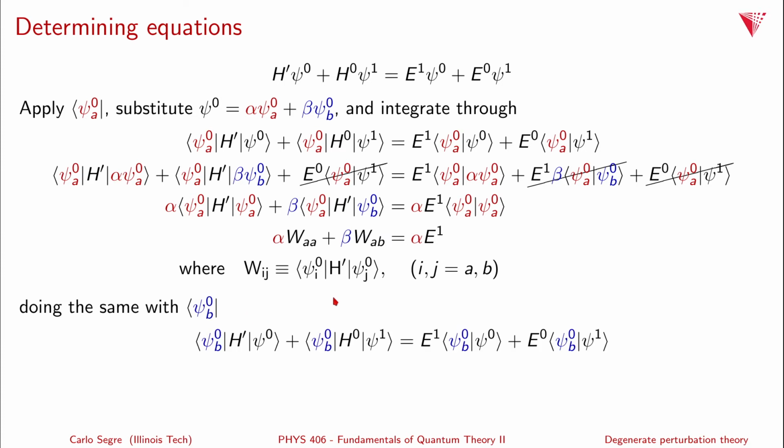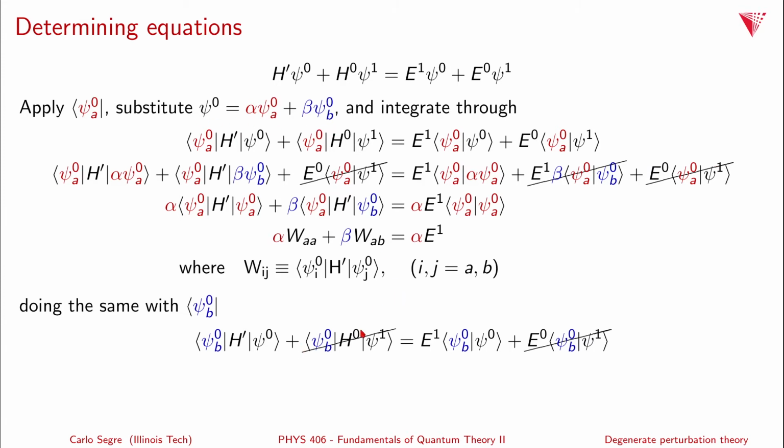And we get basically the same situation. We have four terms: ⟨ψB0|H'|ψ0⟩ plus ⟨ψB0|H0|ψ1⟩ equals E1⟨ψB0|ψ0⟩ plus E0⟨ψB0|ψ1⟩. Again, putting in this value for ψ0, we can immediately cancel out this term and this term, because the H0 goes over here and gives us the same matrix element.